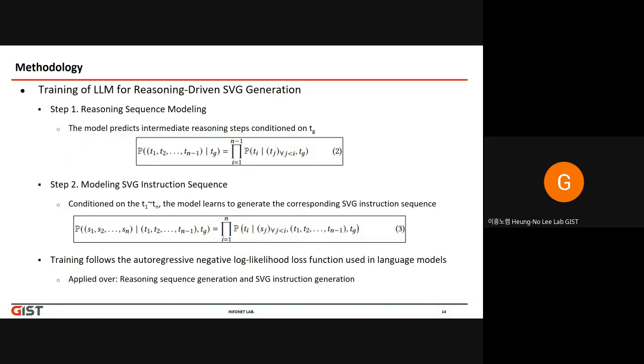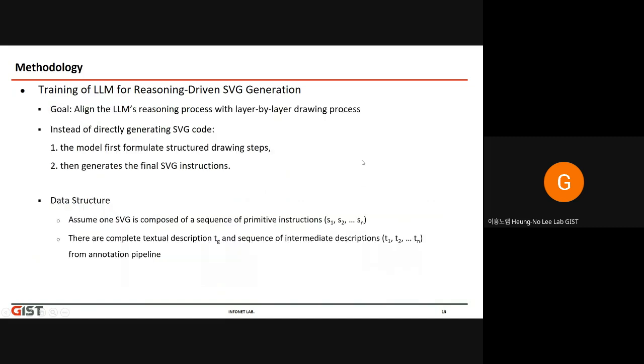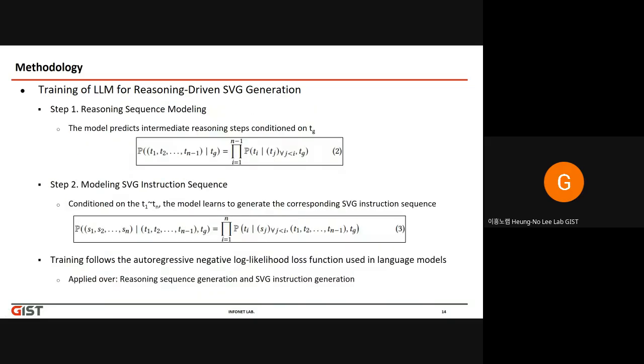The first step of the training is that the model predicts the intermediate reasoning steps conditioned on the text description, which is the final text description. The second step is the modeling of the SVG instruction sequence conditioned on each step description, and the model learns how to generate the corresponding instruction sequence.